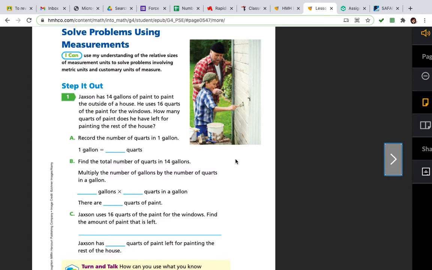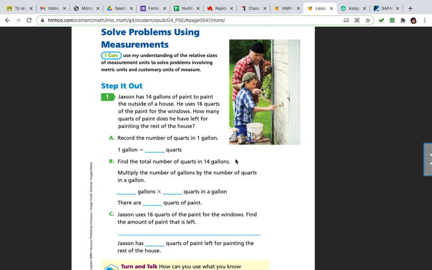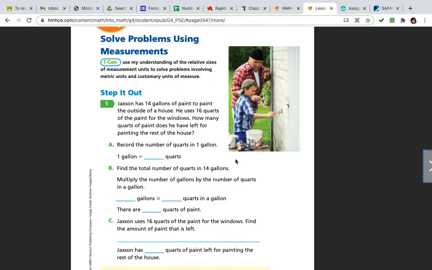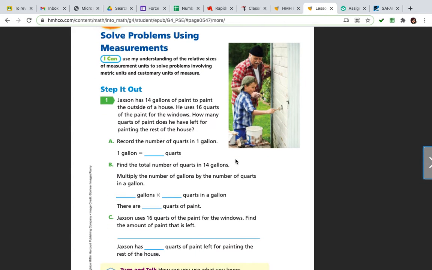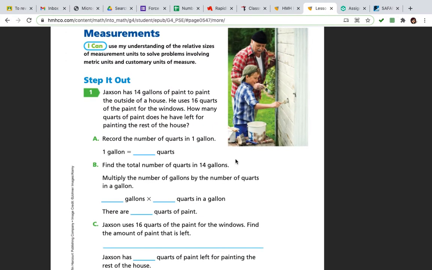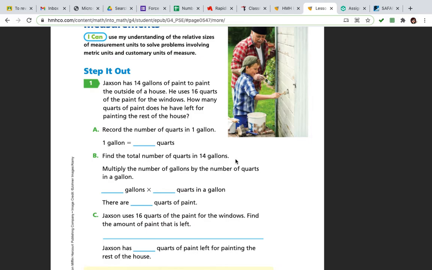So you might want to have an extra sheet of paper. I'm going to draw it to the side, but you might want to have somewhere that you draw this, maybe in the back of your workbook or somewhere. Off to the side over here, I'm going to draw the big G so that you can reference it, and I'll draw it on the other pages. So let's look at our objective. Today you're going to use understanding of the relative sizes of measurement units to solve problems involving metric units and customary units of measurement.